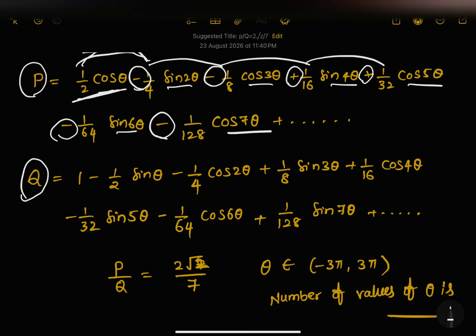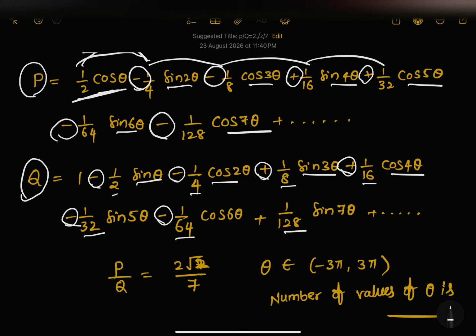Now you have another scary and huge expression for Q. Similar fashion, first term is positive and then there are two negative signs, two positive signs, two negative signs, and then two positive signs, and it goes on. And it starts with 1 half, 1 upon 4, 1 upon 8, 16, 1 upon 32, 64, 128, and so on. Geometric progression again. And then here sine theta, cos 2 theta, sine 3 theta, cos 4 theta. So if the angle varies like this, what do you do?